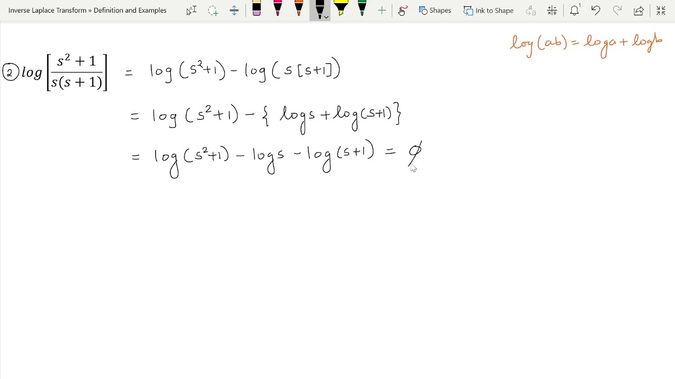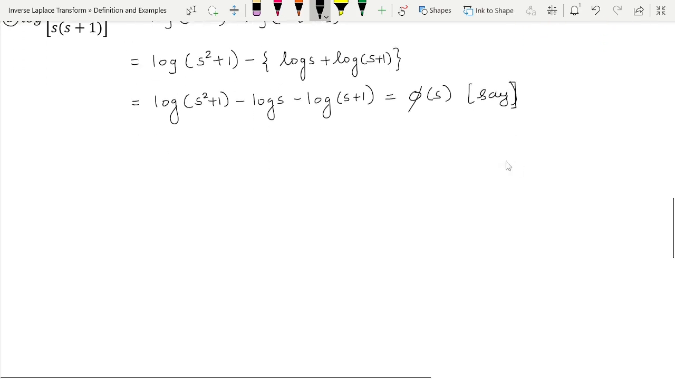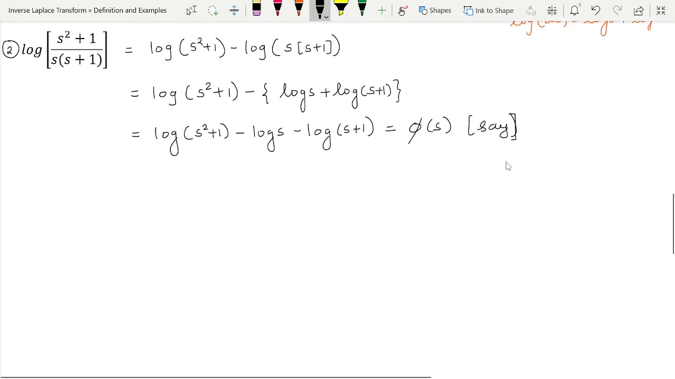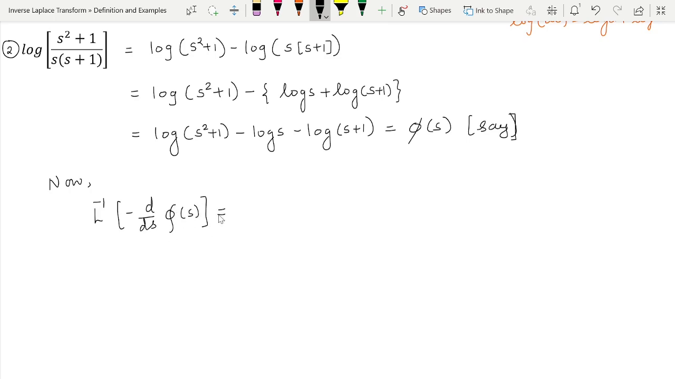Now we will call it as some phi of s. Therefore now the inverse Laplace transform, L inverse of minus d by ds of phi of s, will be equal to t multiplied by f of t. This is by property.